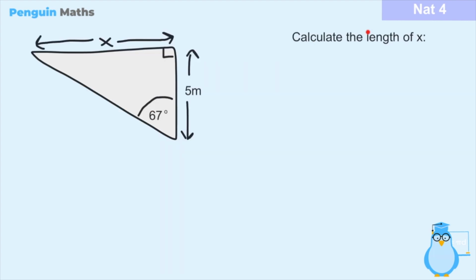So here we're asked to calculate the length of x, and we've been given a right angled triangle with an angle of 67 degrees and a length of 5 metres here. So the first step, we have to identify which of these 3 sides is the hypotenuse, the adjacent and the opposite. So here we have the hypotenuse as it's opposite the right angle. This side is the opposite because it's opposite the known angle, and here we have the adjacent next to both the right angle and the known angle.